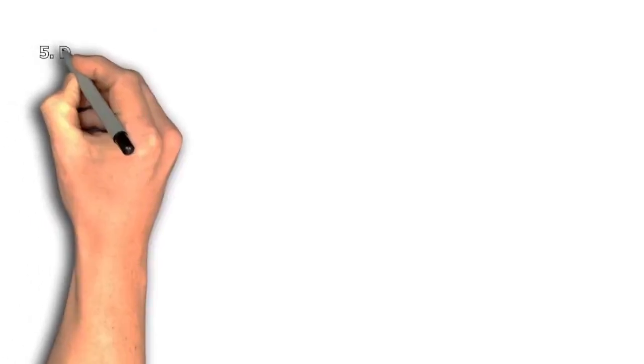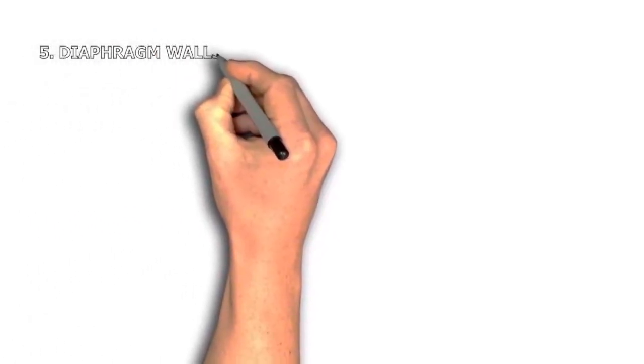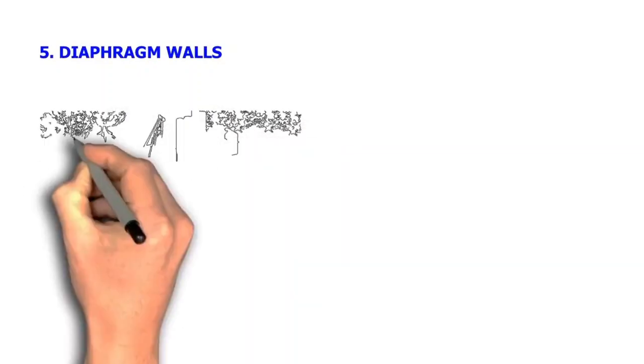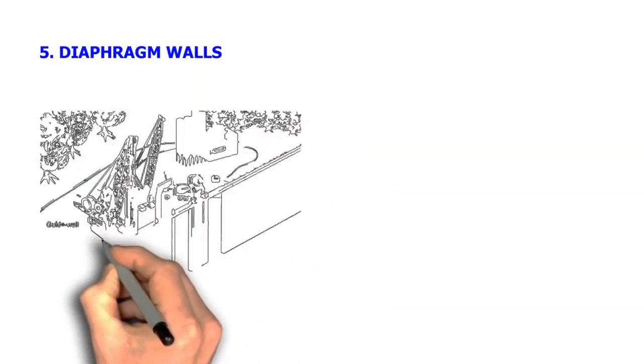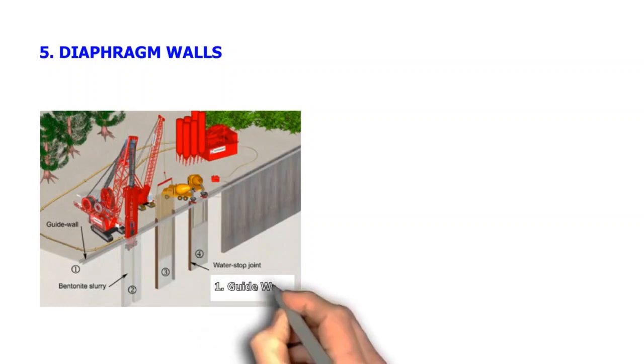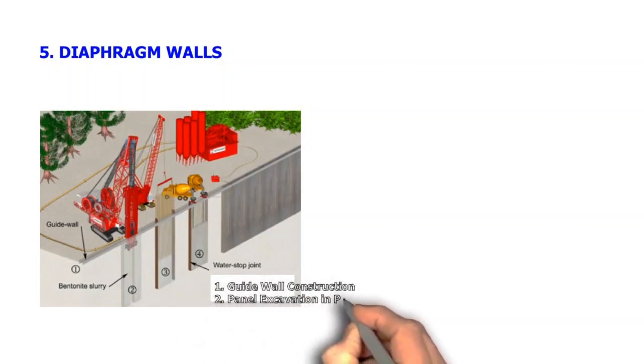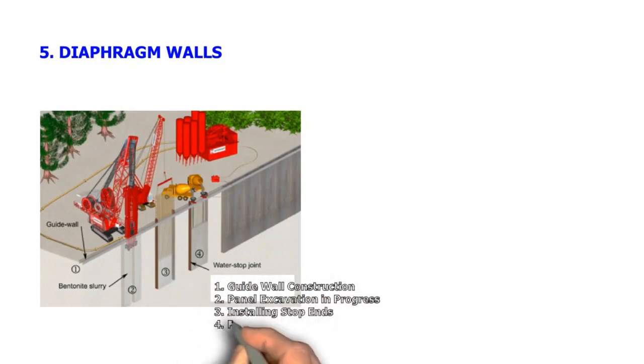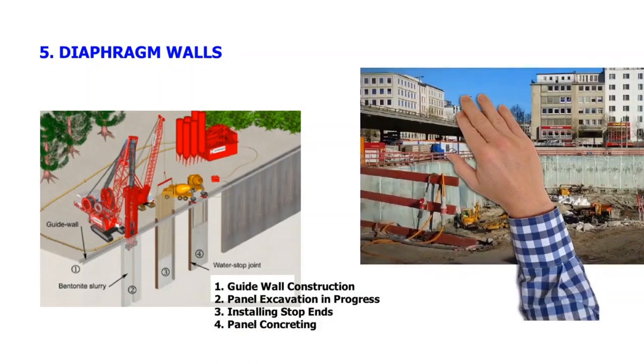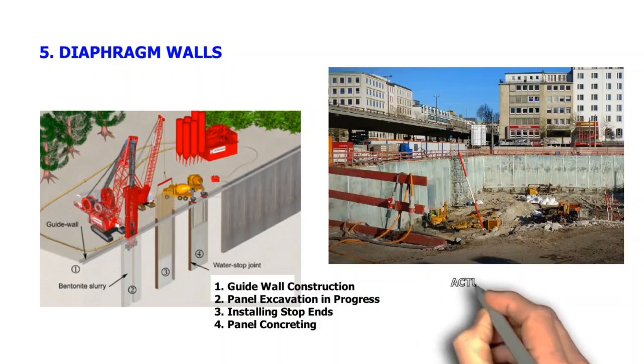Number 5. Diaphragm walls. When the excavation is too deep for the above-mentioned types of shoring, diaphragm walls can be used. It is installed in panels of reinforced concrete installed and concreted at site. It can be a load-bearing element for a temporary or permanent retaining wall, or both. For deep excavation of basements and tunnels, diaphragm wall is the best option.